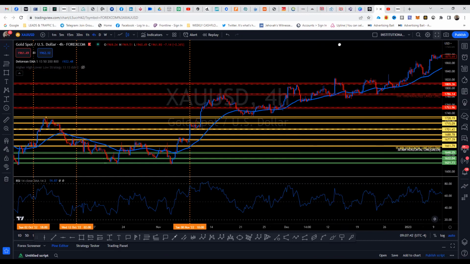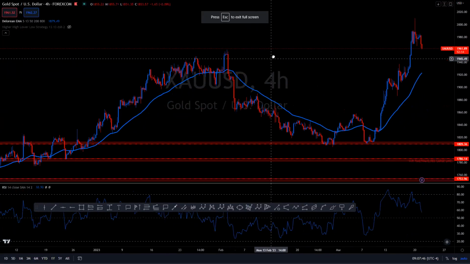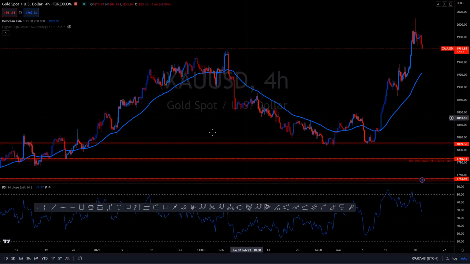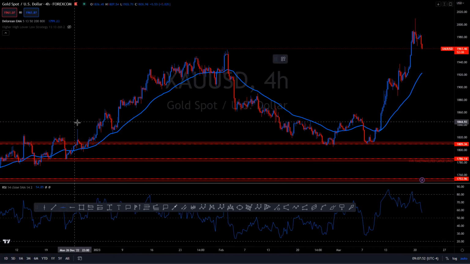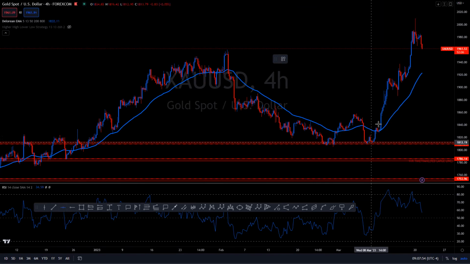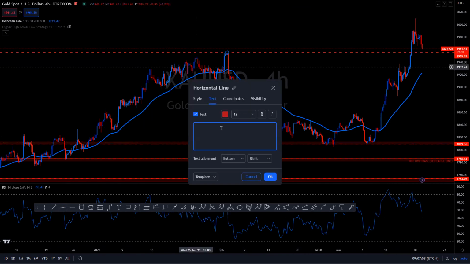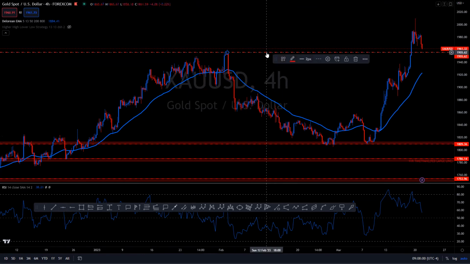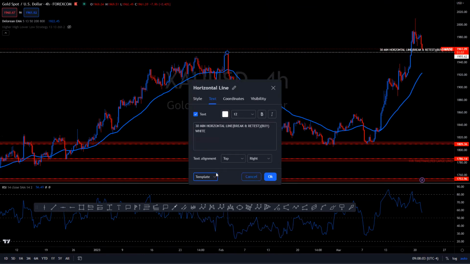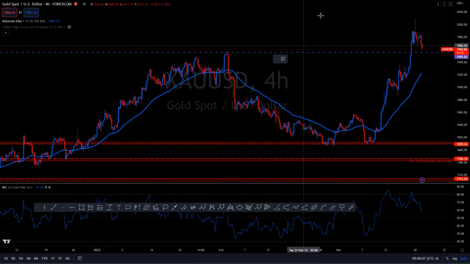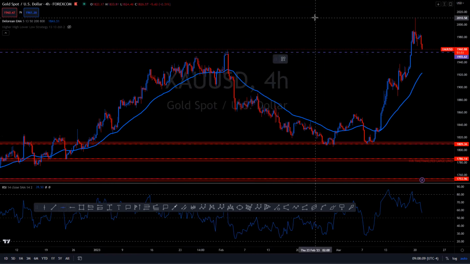So this is all that we marked up so far. Now we're going to go ahead and mark up these areas. We see that price respected this area and pushed all the way up. So there was a huge supply here. We're going to make this purple. Huge supply up here as well.